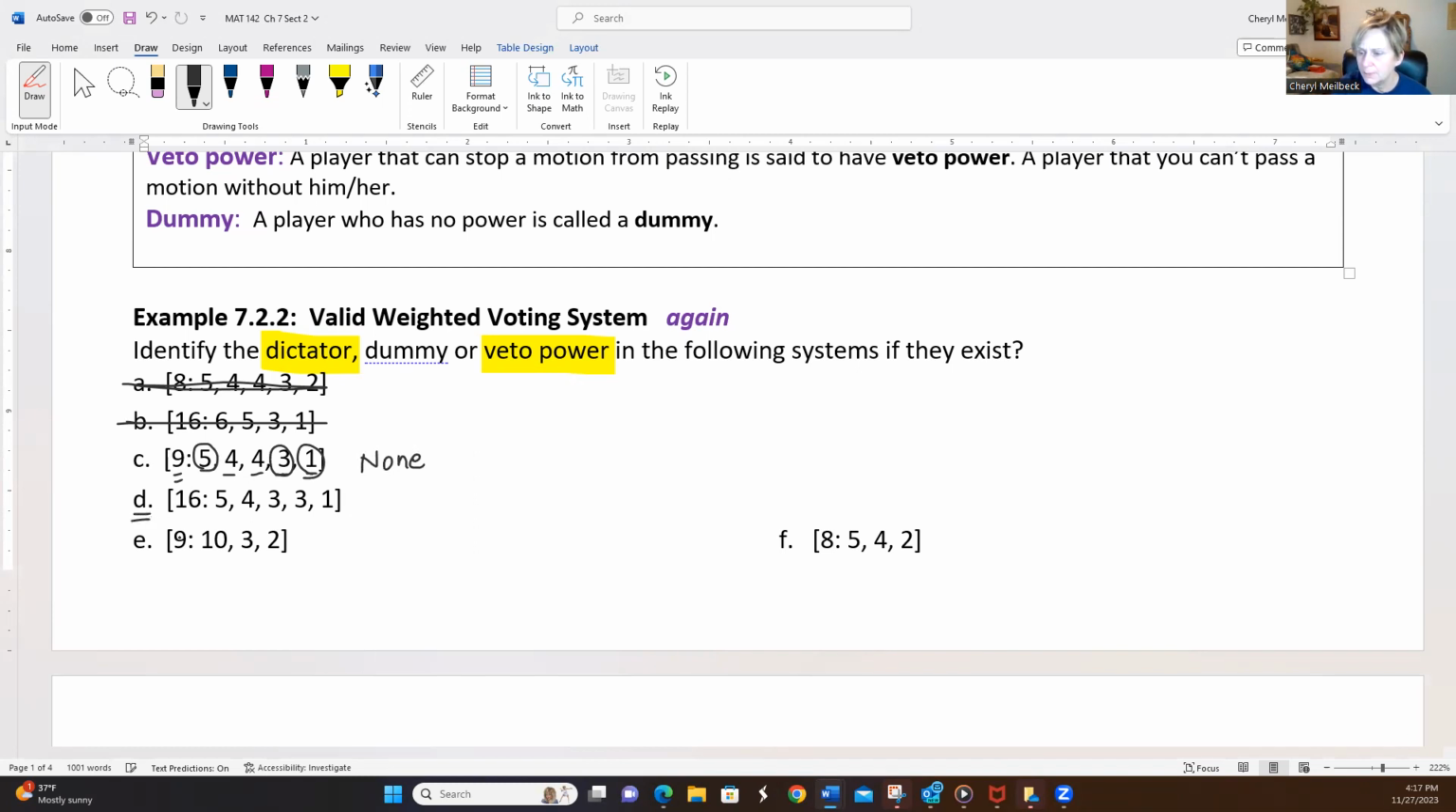If we look at D, there is no dictator because a dictator has to be able to carry the motion by themselves. So none of these players at 5, 4, 3, 3, or 1 have a weight of 16. But when we add 5 plus 4, 9 plus 7, we get 16. So all of these players are required in order to pass the motion. So all of these players have veto power. And there is no dummy because they are all required.